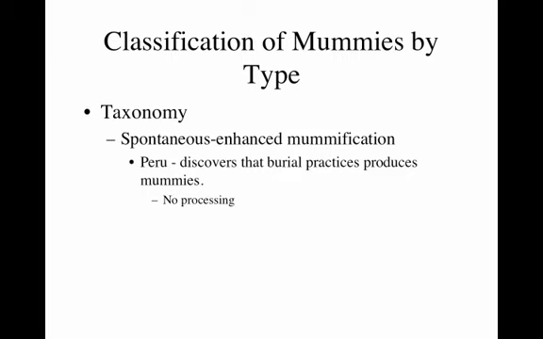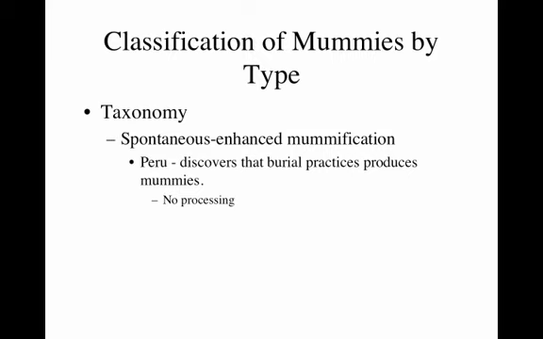Now, spontaneous enhanced mummification is probably one of the more unique, and Peru is a good example. This is where a culture discovers that if they put their dead in this area of the sand, a mummy will be produced. So they use the characteristics of the environment to make mummies. It is intentional to make the mummy, but it's not artificial. They didn't do anything special. There was no processing to the mummies themselves.